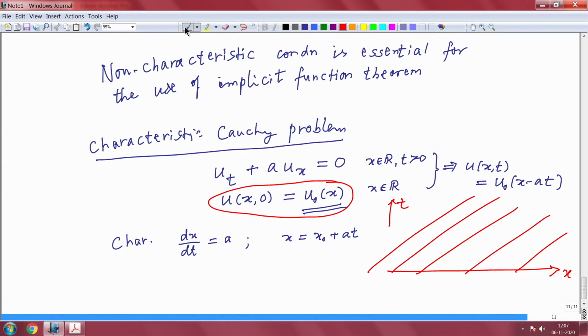So, you take any characteristic of the given equation and you prescribe the initial condition on that. So, suppose I prescribe the initial condition, instead of on the line t equal to 0, on one characteristic, any characteristic we take.